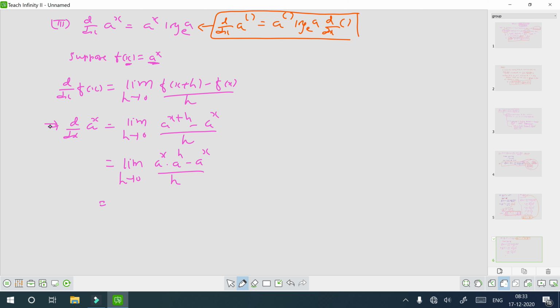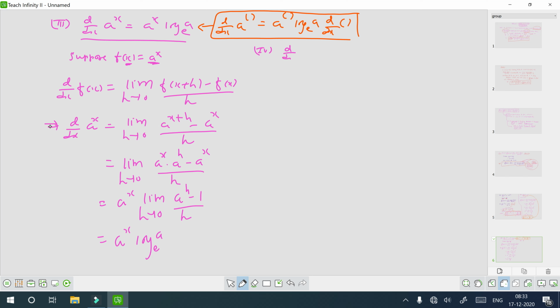Now h is variable, so a raised to x is constant, so take it outside. Limit h tends to 0 of a raised to h minus 1 over h. And we know what this limit is: log a base e. So this one. Clear?